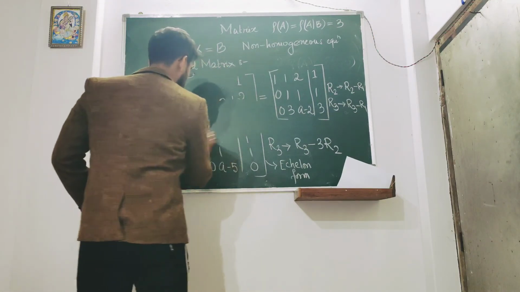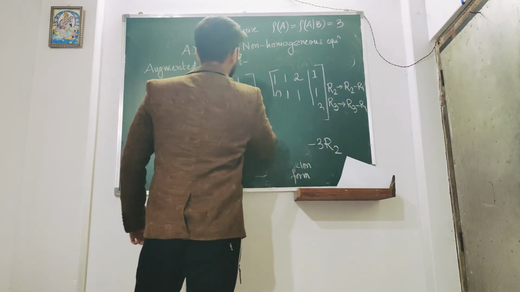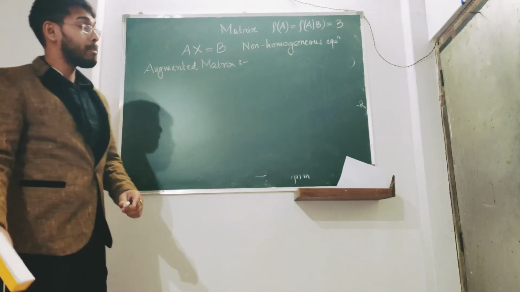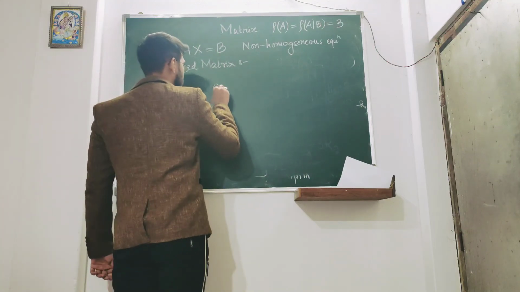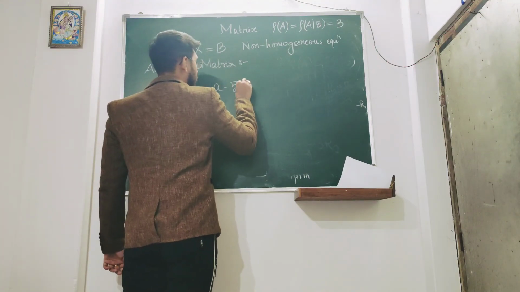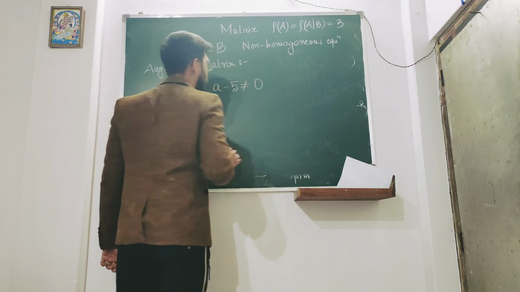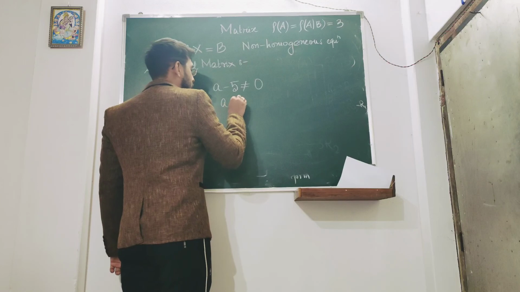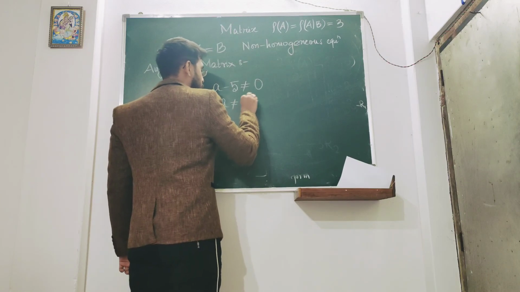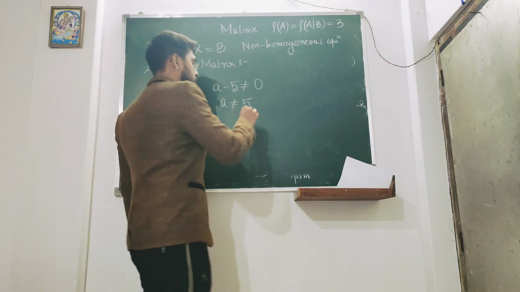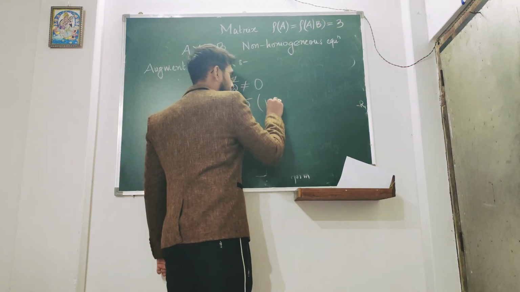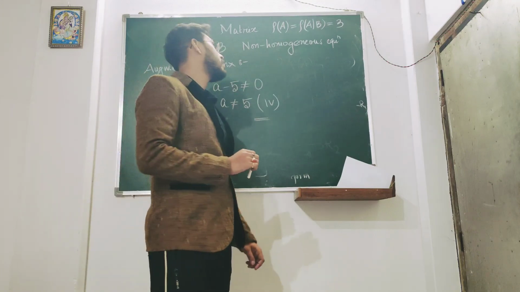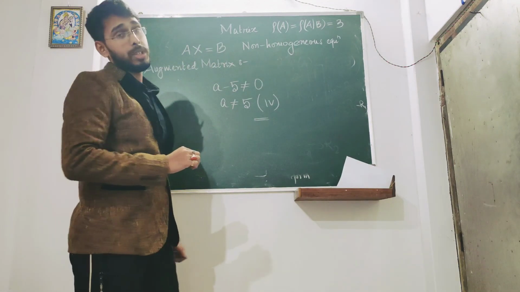So what we can write from here, the straight conclusion which I can draw, is that a minus 5 cannot be equal to 0. So if a minus 5 cannot be equal to 0, that means I can say that a cannot be equal to 5. So this is, I guess, the option which was in the last, option number 4, and that is the answer to your question on this particular non-homogeneous equation.